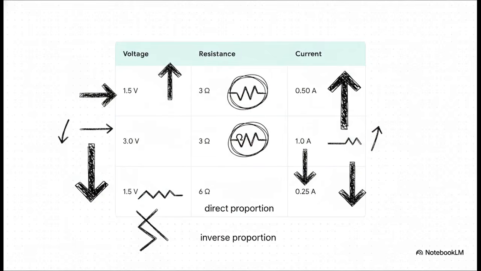Let's say we double the voltage from 1.5 to 3 volts, but we keep the resistance totally steady at 3 ohms. What happens? The current doubles right along with it, jumping from 0.5 to 1 amp. That is direct proportion right there. But on the flip side, what if we keep the voltage at 1.5 volts, but we double the resistance from 3 to 6 ohms? We're squeezing that traffic, right? So the current gets cut exactly in half, down to 0.25 amps. And that is inverse proportion in action.